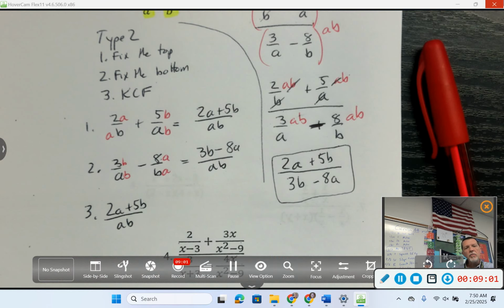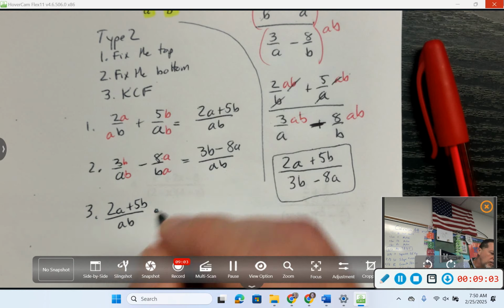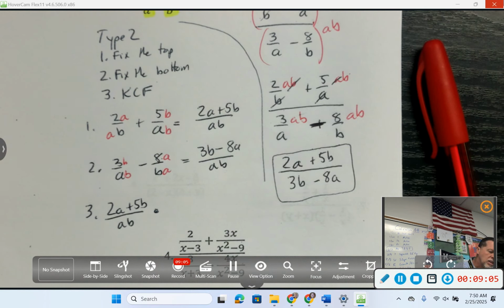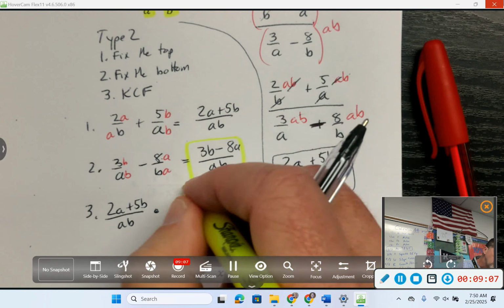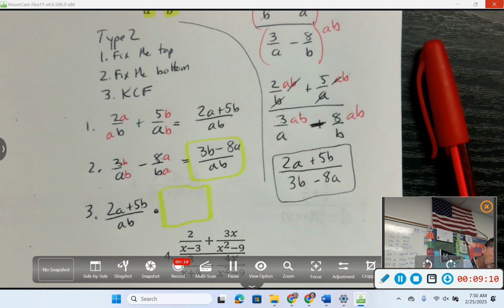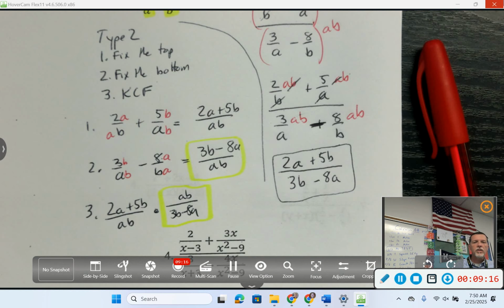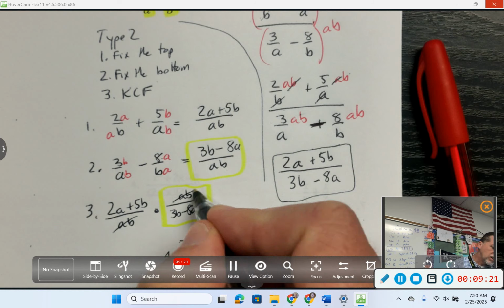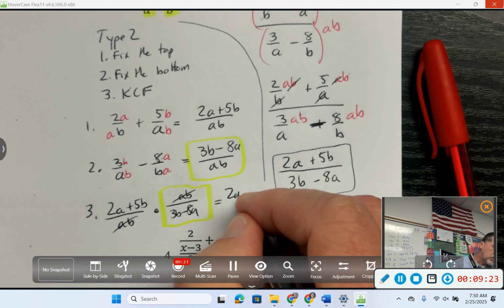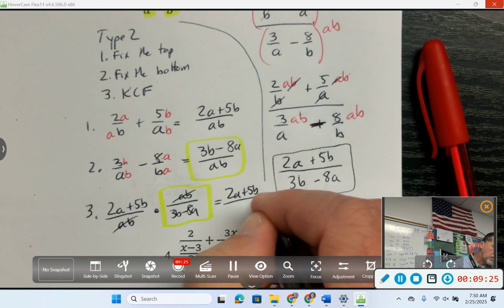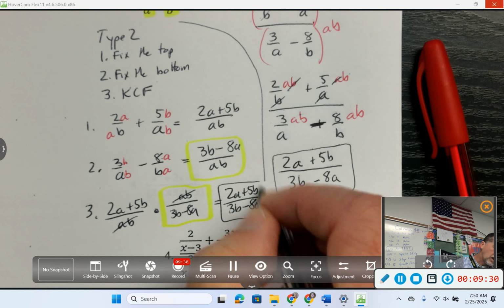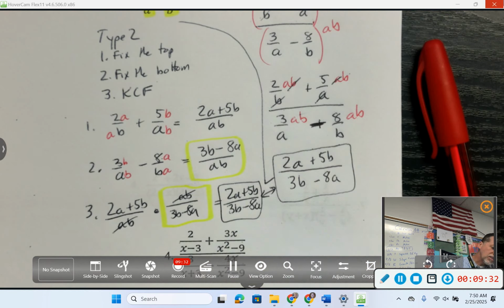So keep the top, change it to multiplication, and then flip this one: ab over 3b minus 8a. Oh, look what happens. The ab's cancel, and I'm left with 2a plus 5b over 3b minus 8a. Magic, same answer.